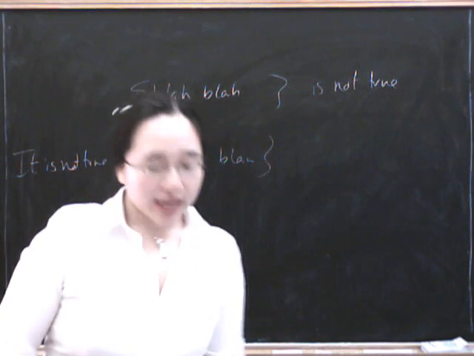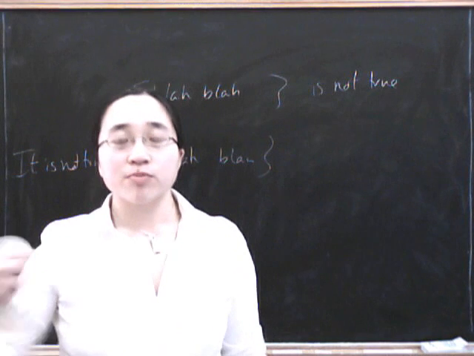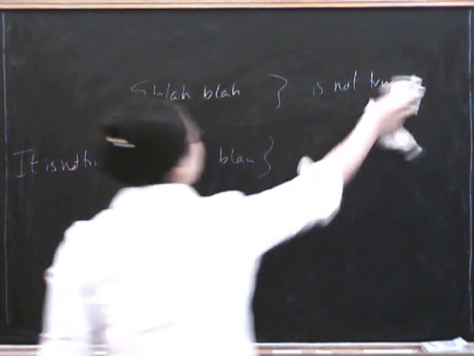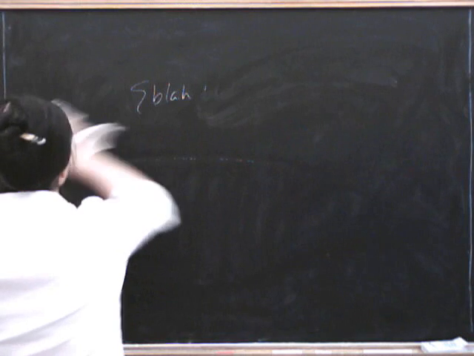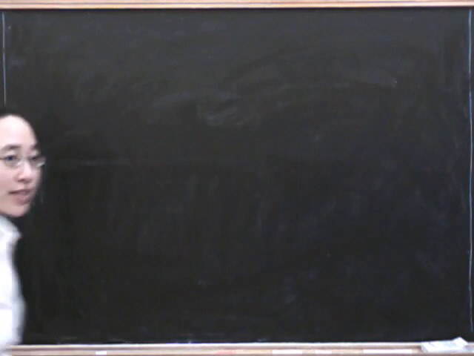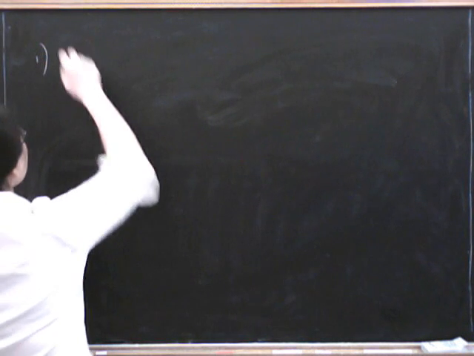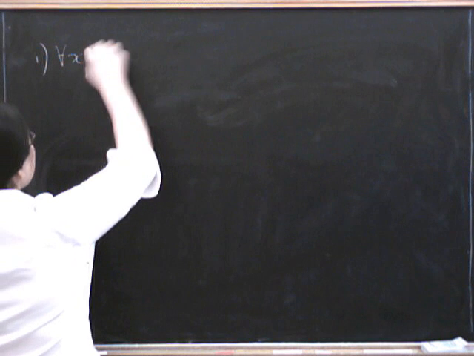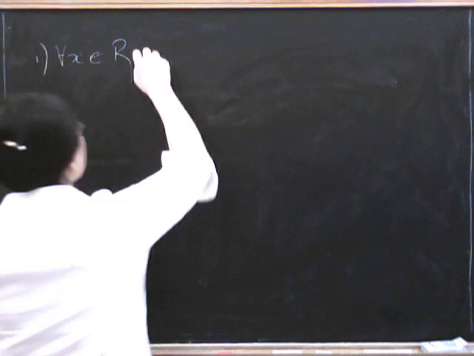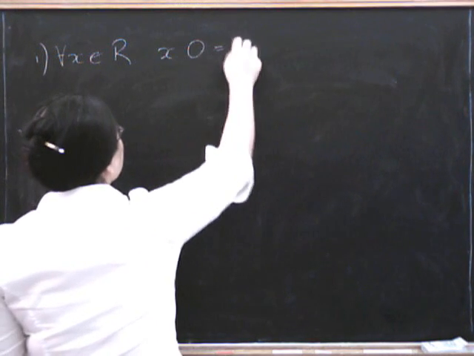It's also what you would have to do to prove that something wasn't true. So let's just look at a few of these statements. There are ways that you can negate things by rote when you see certain for alls and exists going on. So the first one we've got is for all x in R, x times 0 equals 0.